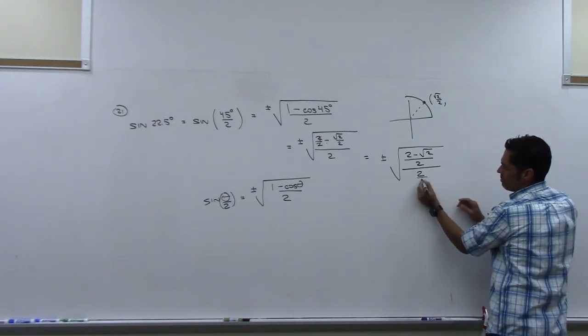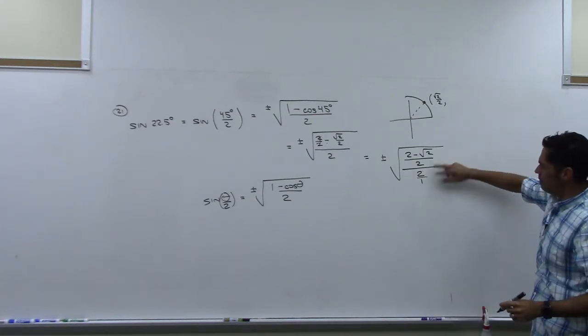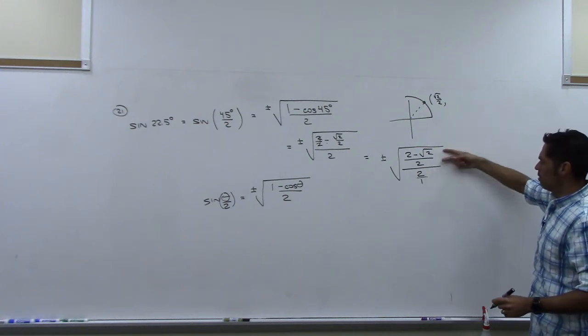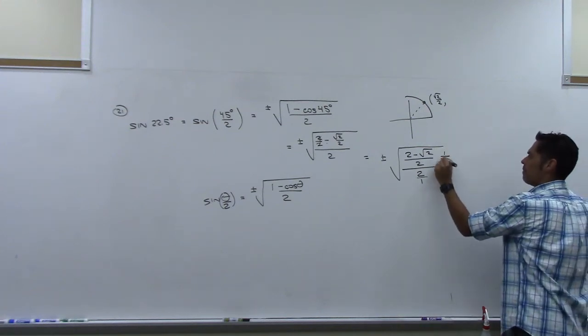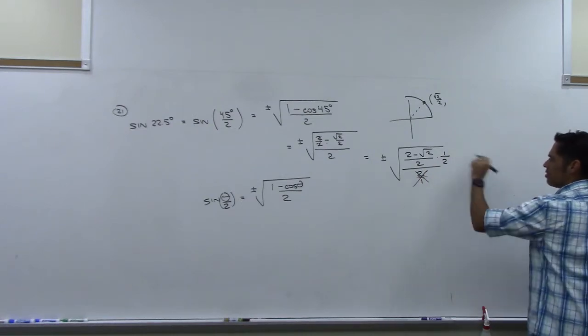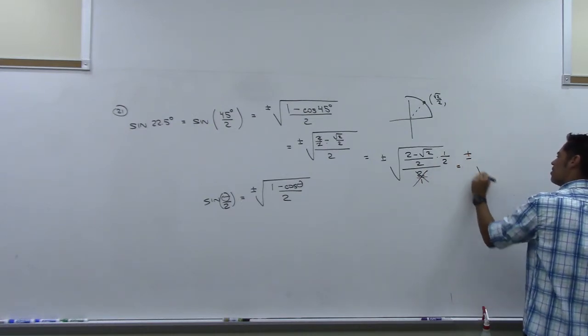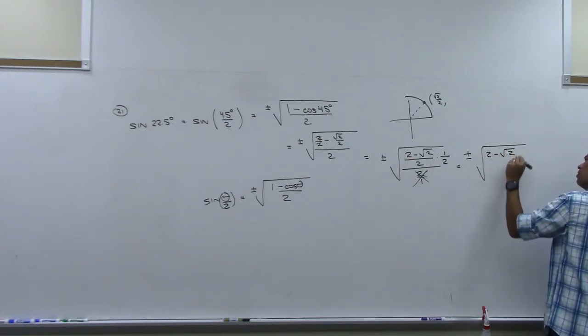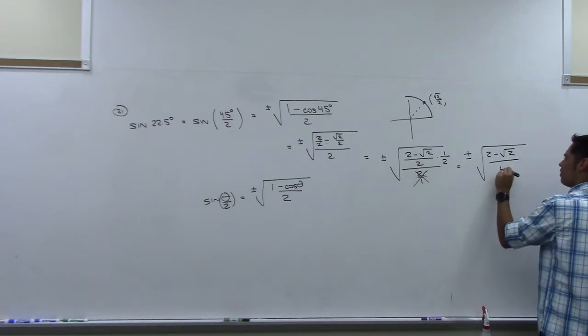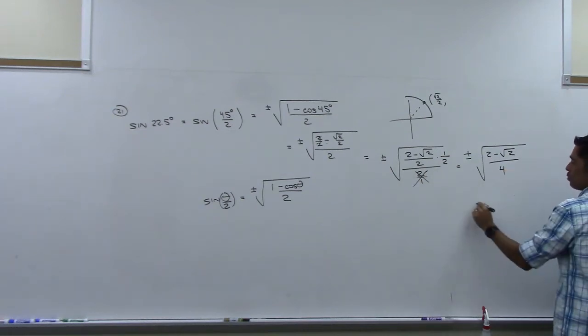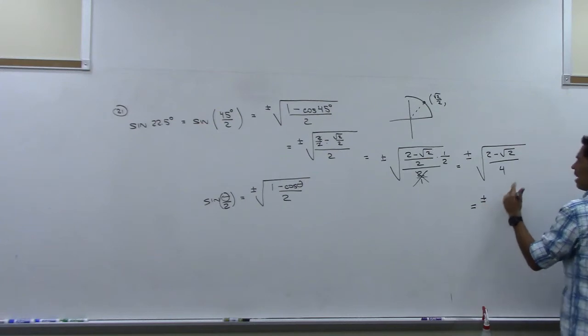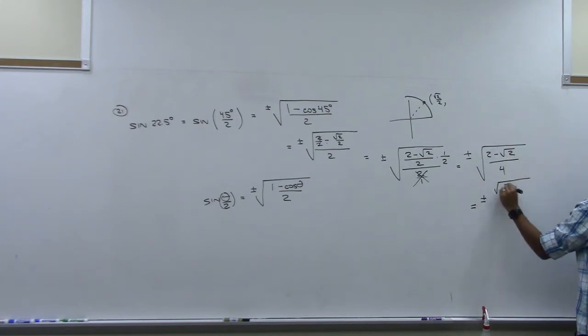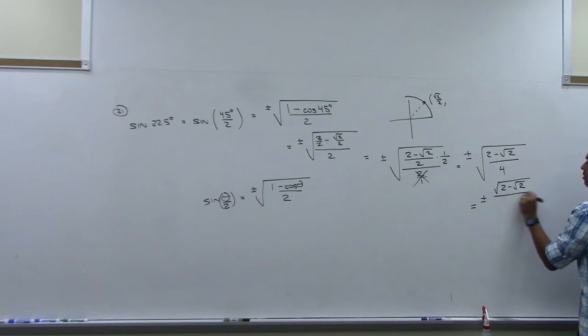And then I can flip it up like that. So the 1 goes on top, the 2 goes on the bottom. And then I'll just distribute across. So plus or minus the square root of 1 times the top is just 2 minus root 2, over 2 times 2 is 4. And I guess we could do one more thing here. I could split this into 2 roots, the root of the top and then the root of the bottom. The square root of 4 is 2. So I could probably leave it like that.